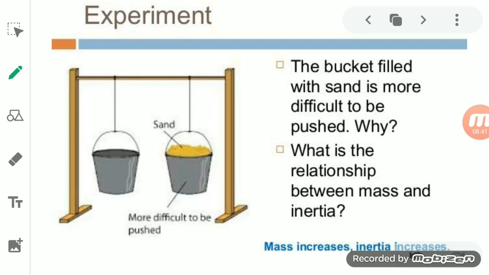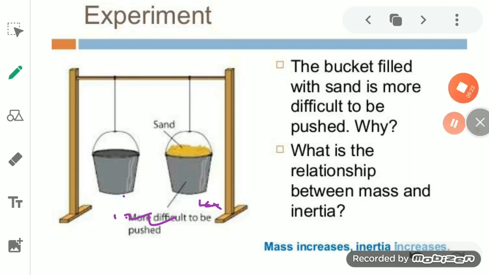Here a bucket is filled with sand, and here a bucket is empty. Where do we have to apply more force to push or carry it? You know that for the bucket filled with sand, we have to apply more force to change its state than for the empty bucket. So what does that indicate? It indicates that inertia has a relationship with mass also.